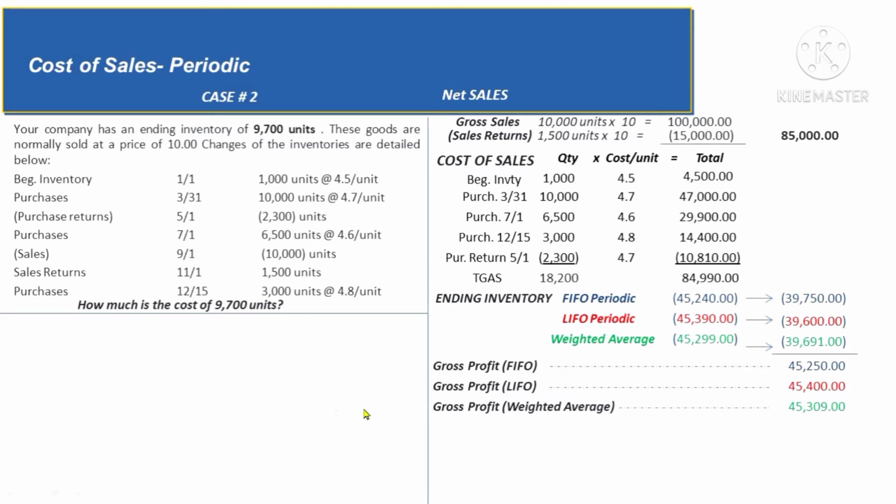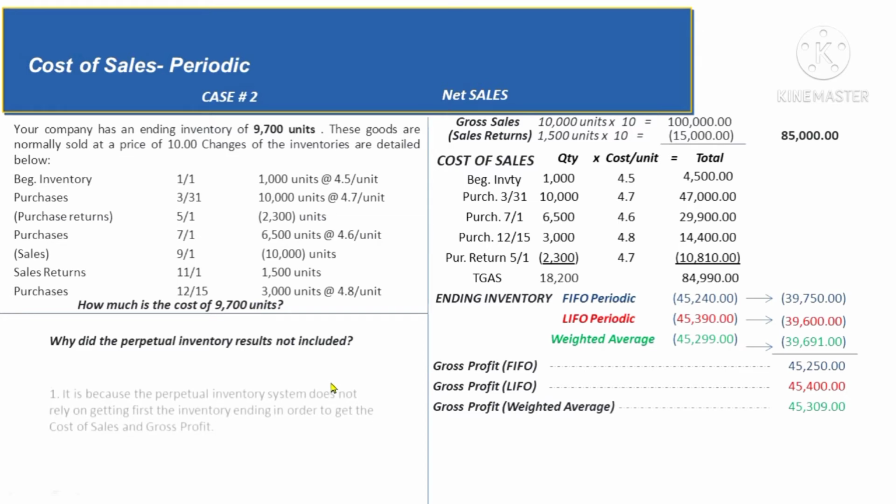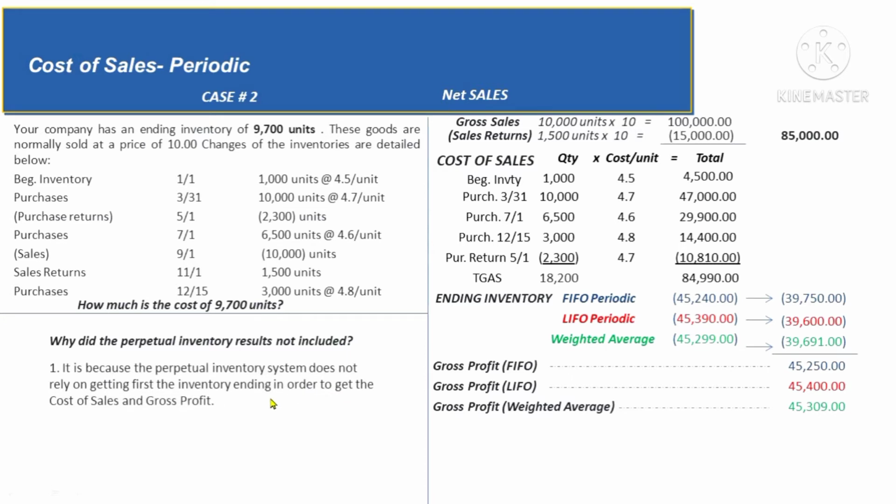And by the way, the merchandise inventories computed under the perpetual methods were not included in this slide because unlike the periodic inventory system, the perpetual inventory system does not rely on getting first the inventory ending in order to get the cost of sales and gross profit. And actually, in the perpetual inventory system also, each movement of inventory, or in simple terms, each increase or decrease of the merchandise inventory is tracked and recorded. So what does this mean? You will understand that in a little while.